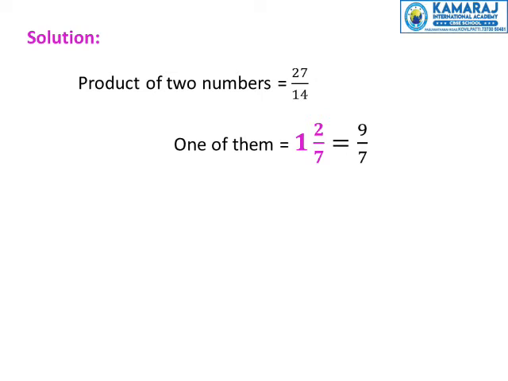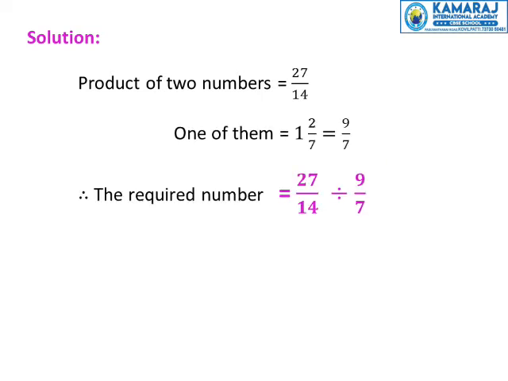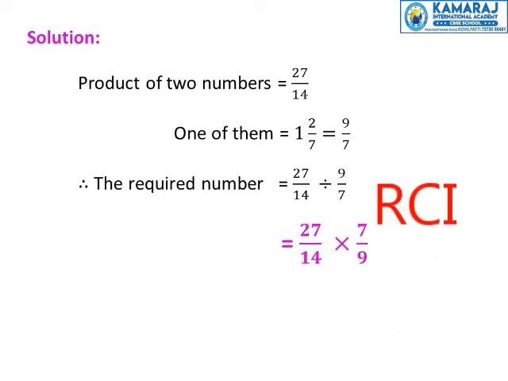Here 1 2 by 7 is the mixed fraction. So 1 7 is 7, plus 2 is 9. So 9 by 7 is the improper fraction. So the required number is equal to 27 by 14 divided by 9 by 7. So here we can use the RCA rule. First R: we write 27 by 14 again, and then C: instead of the division symbol we write the multiplication symbol, and then the inverse of 9 by 7 we write as 7 by 9.